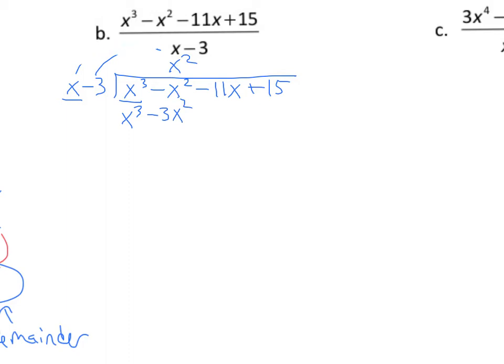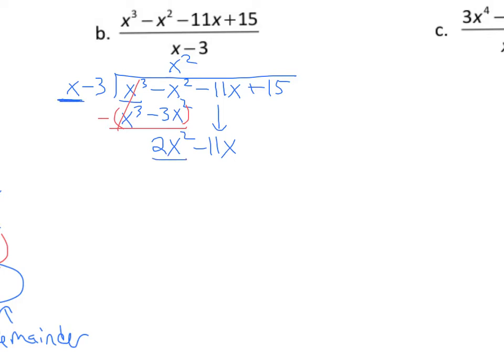And my next step is to subtract. And my x to the thirds cancel. And then distributing that negative, my negative 3x squared becomes plus 3x squared. So negative x squared plus 3x squared would be 2x squared. Then I bring down minus 11x. And then I divide again.